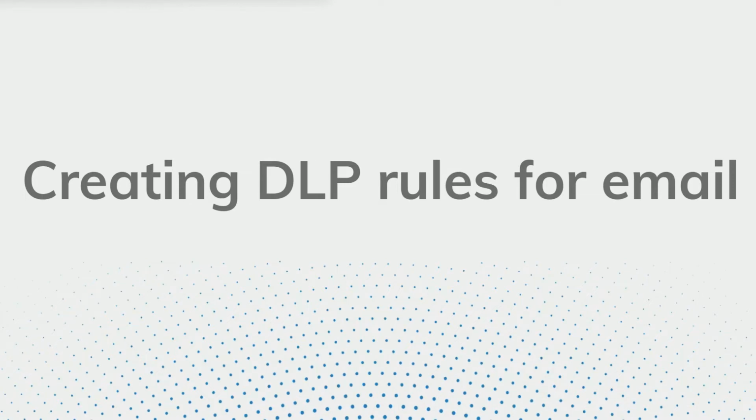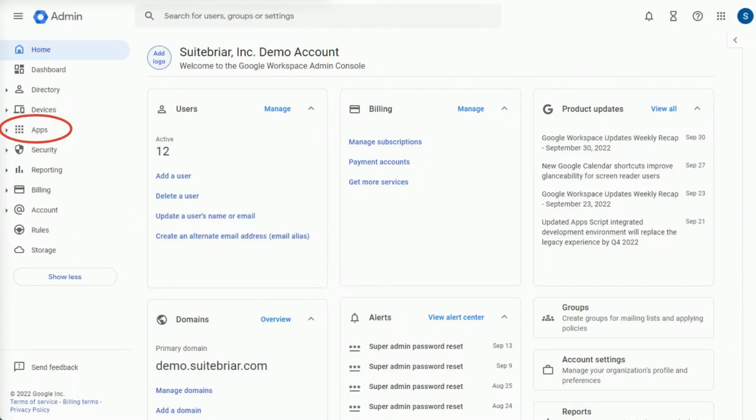For Gmail data loss prevention, or DLP, rules are created within the admin console under the Gmail settings. In this portion of the demo, we'll cover how to create a DLP rule that blocks emails if it contains a social security number. Then we will show the end user experience when trying to send an email containing a social security number. Now we're in the admin console.